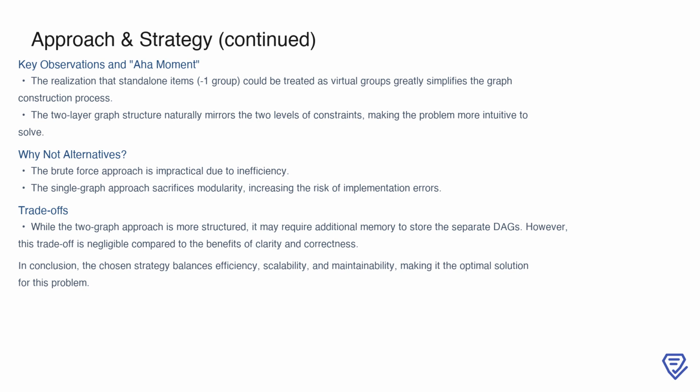Alternatives like the brute force method fail to scale, and the single graph approach sacrifices modularity, increasing the likelihood of implementation errors. While the two-graph approach does require additional memory to store the separate directed acyclic graphs, the trade-off is minimal compared to the benefits of clarity and correctness. Ultimately, this strategy strikes the right balance between efficiency, scalability, and maintainability, making it the optimal approach to solve the problem while adhering to all constraints.